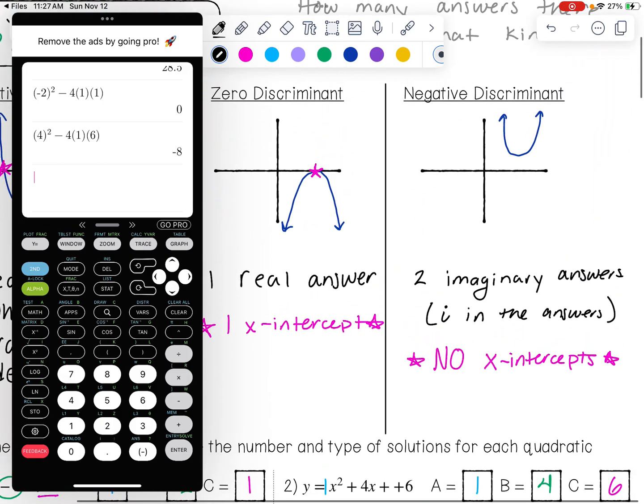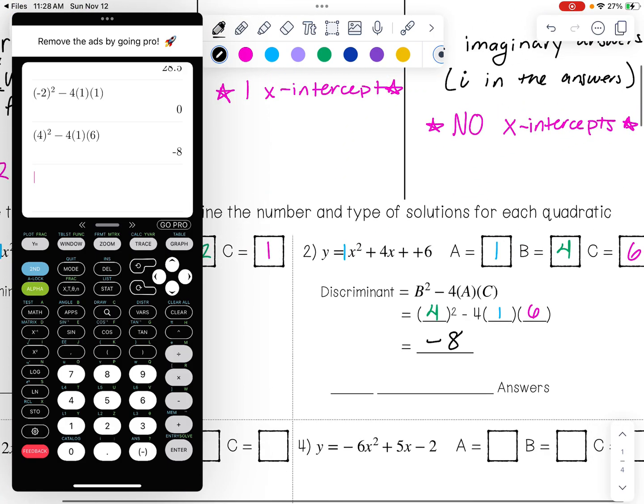So if our discriminant is -8, remember that tells us that we have no x-intercepts, which means that we have 2 imaginary solutions. So we have 2 imaginary answers.